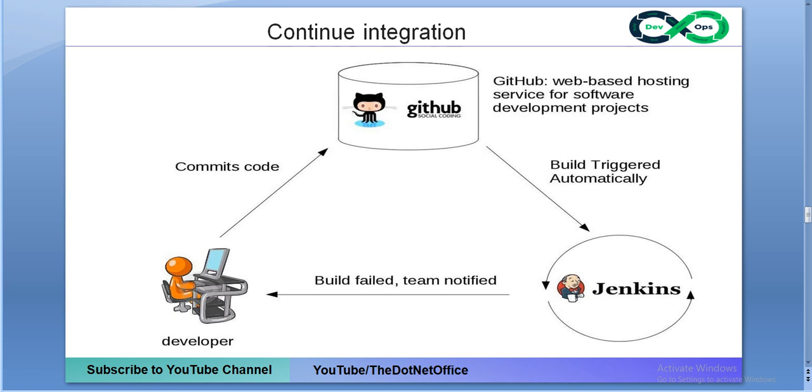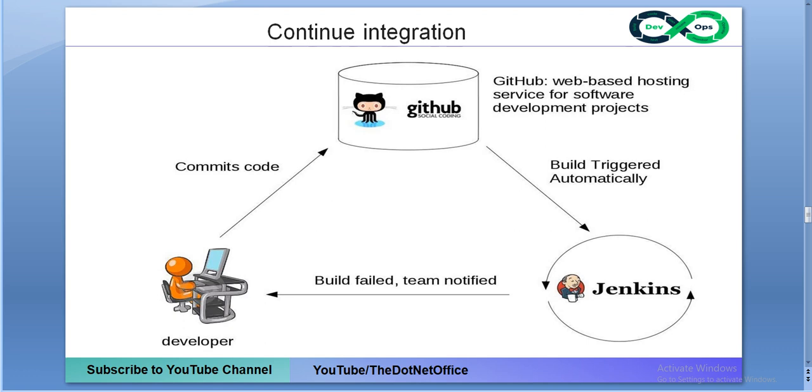Let's see this diagram. Many developers are writing code for the same software and committing the code into one repository, which is on GitHub. Before going to the development phase or the production server, the repository goes into the Jenkins server. And what is the Jenkins server here?